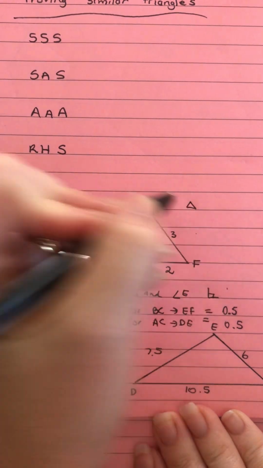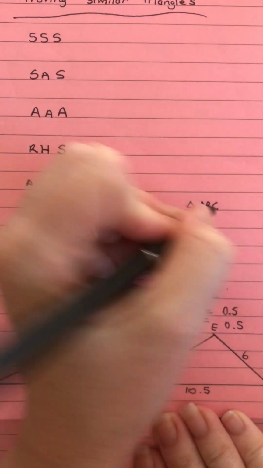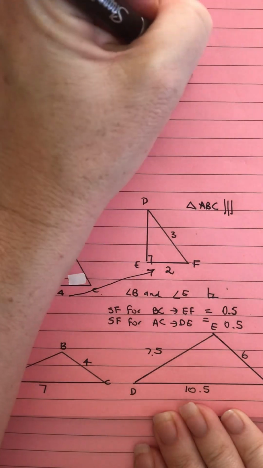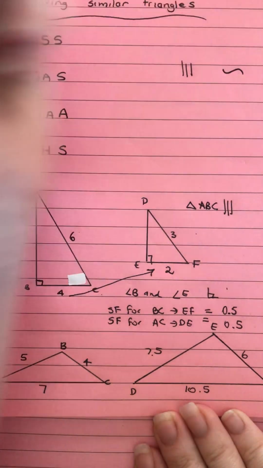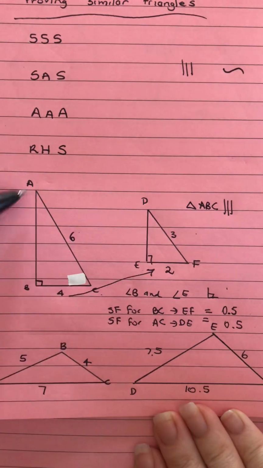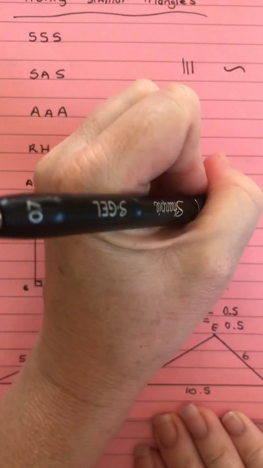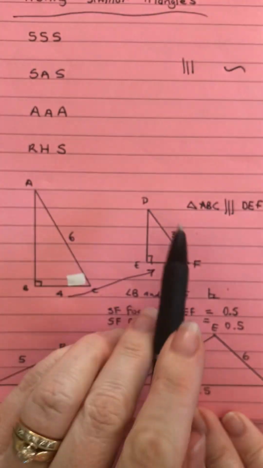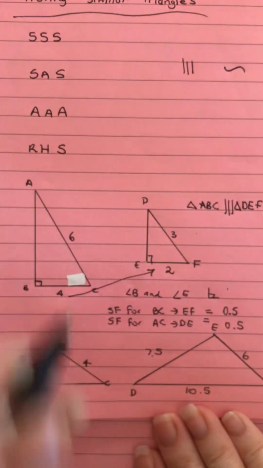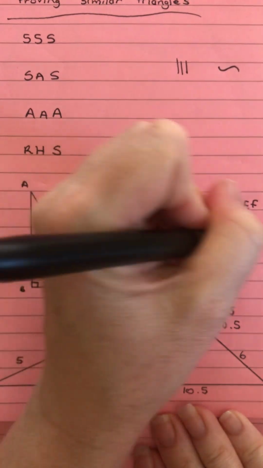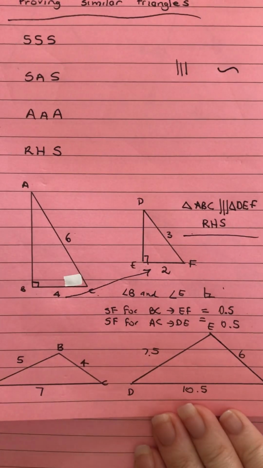So we can say that triangle ABC is similar, and that's our coded reason for that, so we can use the 3 vertical lines, or we can use 1 wavy line. We also have to make sure we label in the same direction, so A, B, C, D, E, F, following the same order around the triangle. We can say that triangle ABC is similar to triangle DEF, and our reason is RHS. So that's our similarity statement.